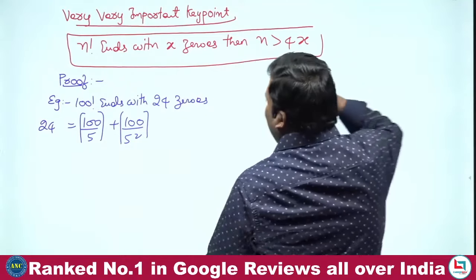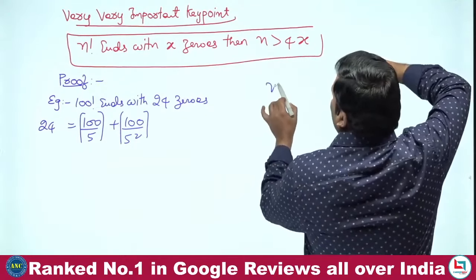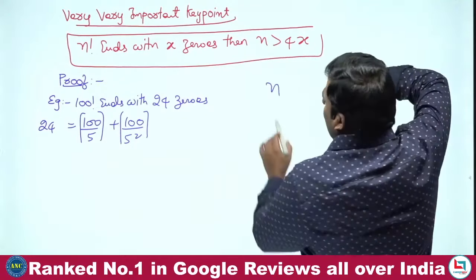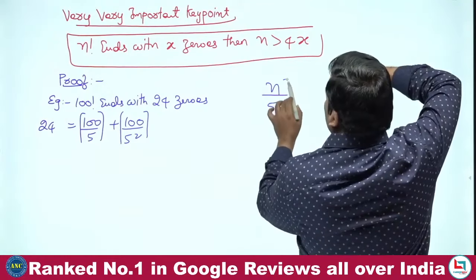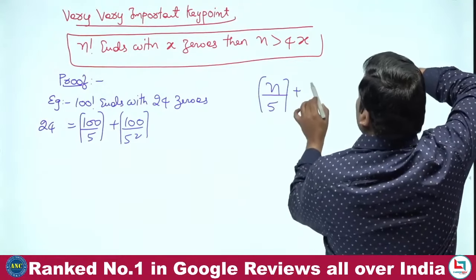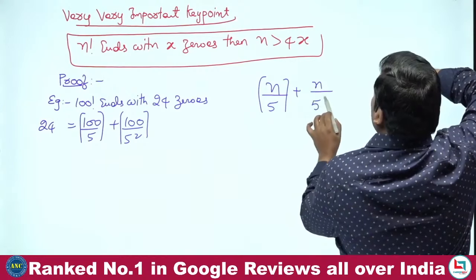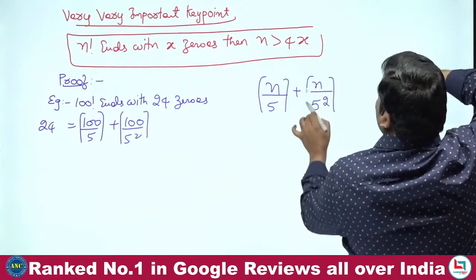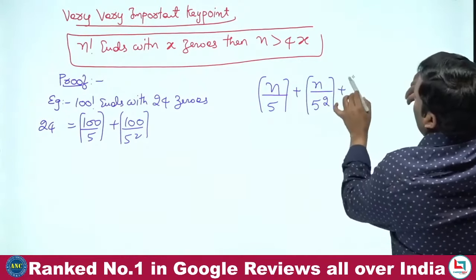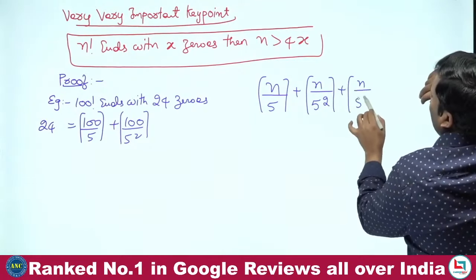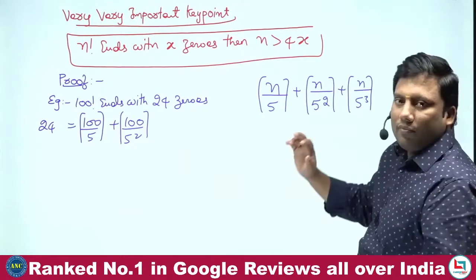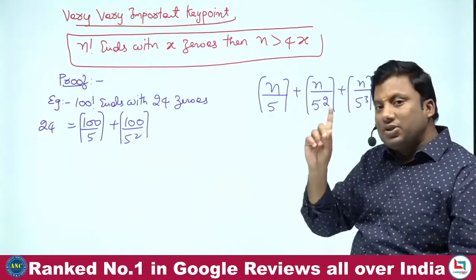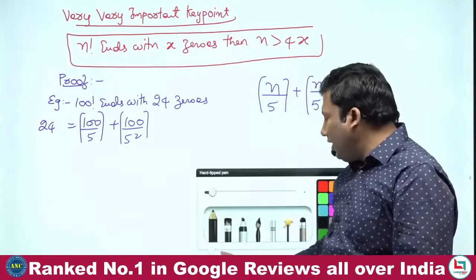Now, 100 factorial. 100 is replaced with n. First, I will divide n by 5. How much is our quotient? That one. Then I will divide n by 5 square. Whatever it will be. Then n will be divided by 5 cube. Now, can I say here, these entire steps will stop depending upon the value of n.